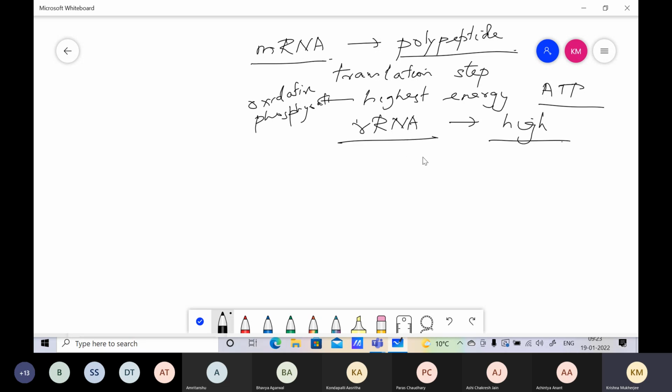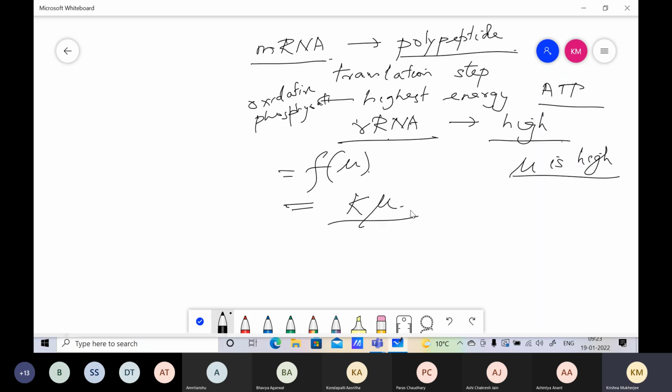I hope you have done some structured modeling which tells you that rRNA is high only when mu is high. Higher specific growth rates lead to higher rRNA levels, higher ATP levels, higher oxidative phosphorylation, all correlated with mu. All of these are positive correlations of mu. As a very simple example, they are equal to K into mu. It's the worst model, but the most simple model possible.